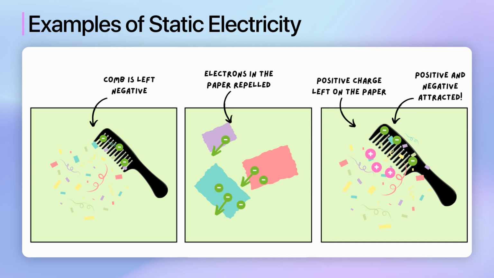The positive side of the paper is attracted to the negatively charged comb, causing the paper pieces to cling to the comb. This process is known as attraction by induction. In this scenario, a charged object, the comb, induces a temporary charge in another object, the paper, leading to attraction.